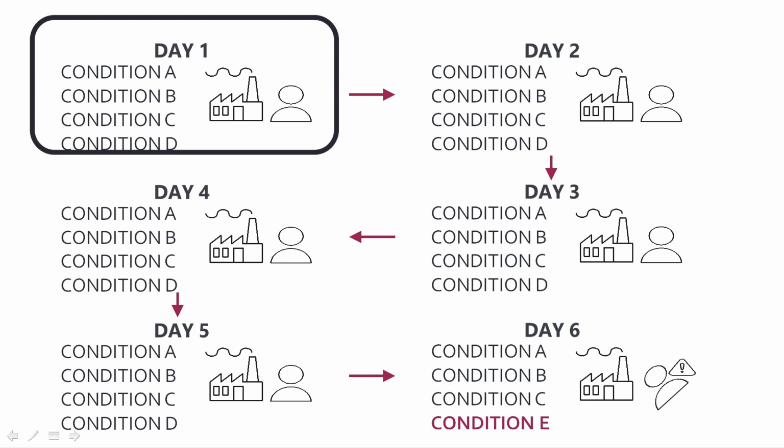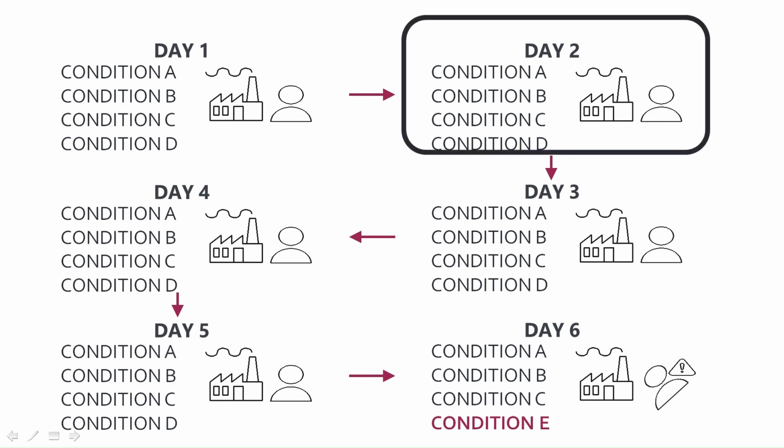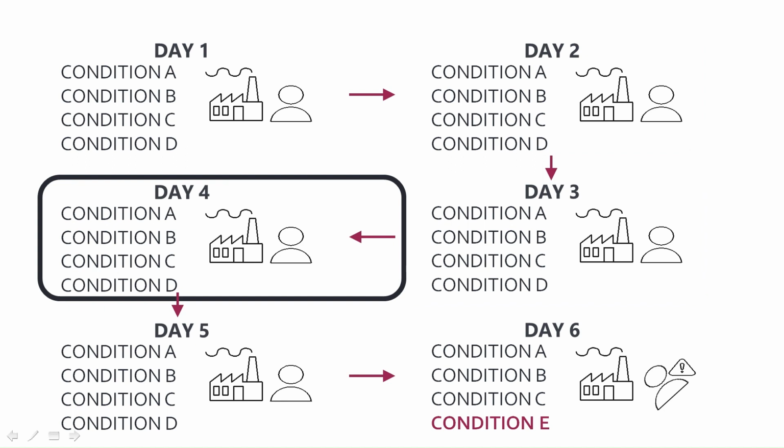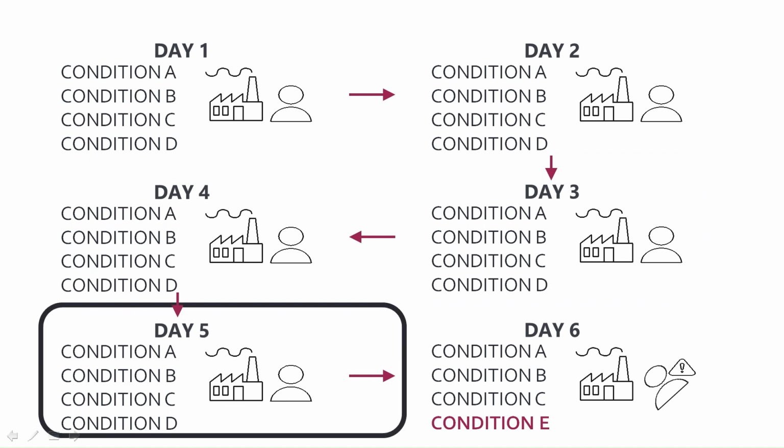In our example, on day 1, your company works with conditions A, B, C, D, and your production is completely fine. Days pass by. On day 2, production is still doing very well. Also on day 3, the product is still compliant. Also on day 4. And finally, on day 5, all the conditions are the same and all is good.